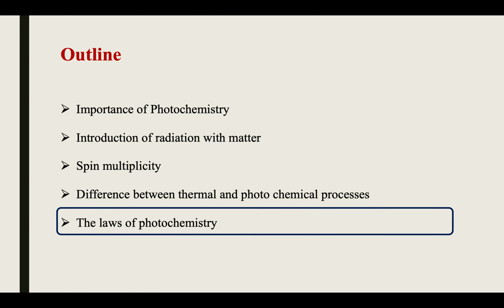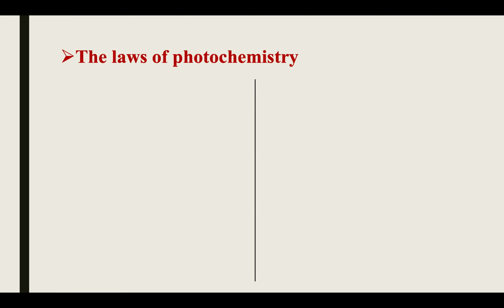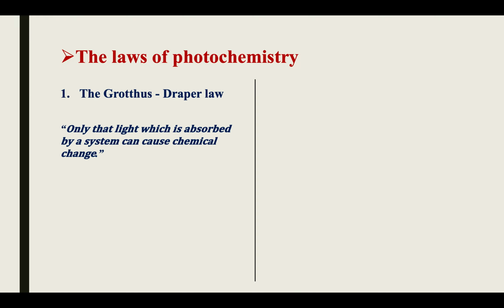Now we are going to see the laws of photochemistry. There are two laws in photochemistry. The first law is the Grotthuss-Draper law. It says that only that light which is absorbed by a system can cause a chemical change. So only the light that is absorbed by the system can cause any chemical change. That is the first law, given by Grotthuss and Draper.